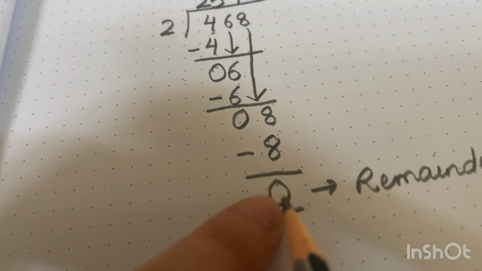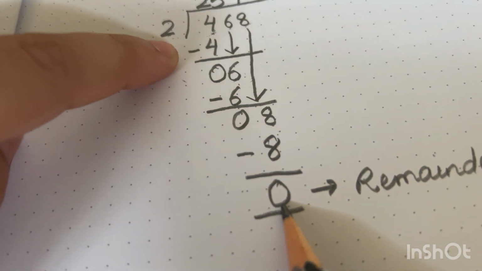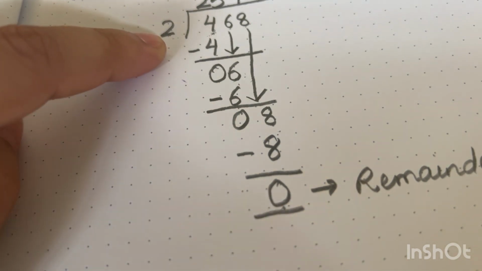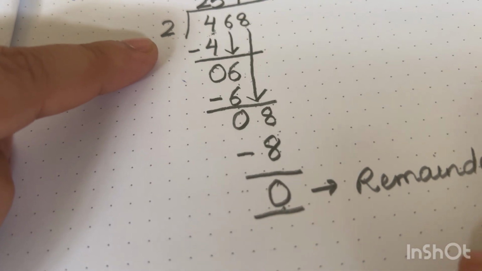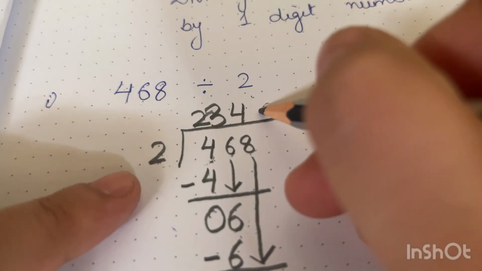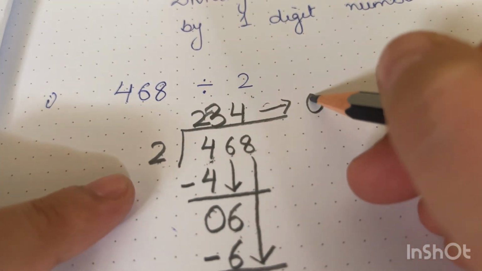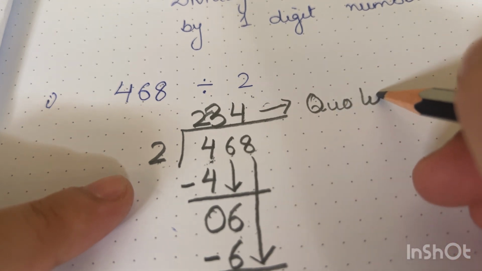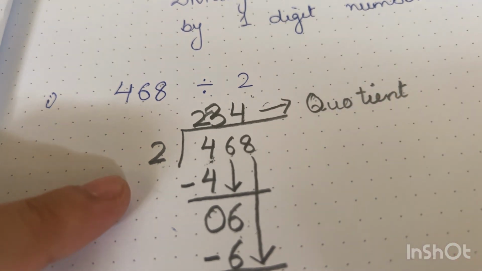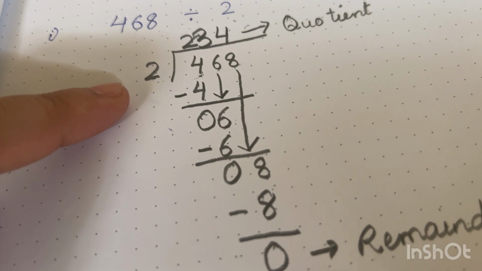Now we can see that this is 0 and this is smaller than this divisor, so we have to stop this process. And here this number, which is the answer, is the quotient. 234 is the quotient. So this is the process. Now let us check out whether this process is correct or not.